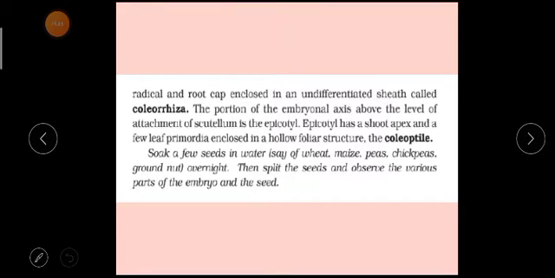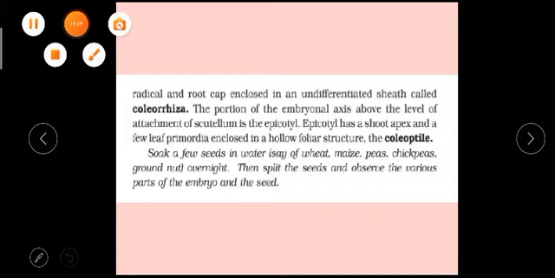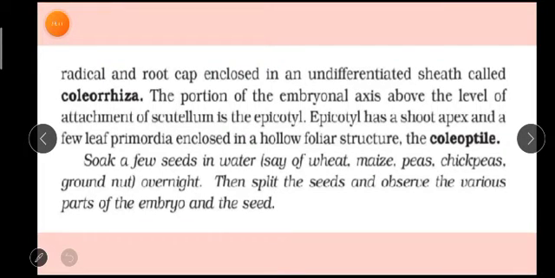Okay, so this is an important point, you can note it down. It is going to hold your shoot apex and also a few leaf primordia. They are held in a hollow foliar structure which is called your coleoptile.